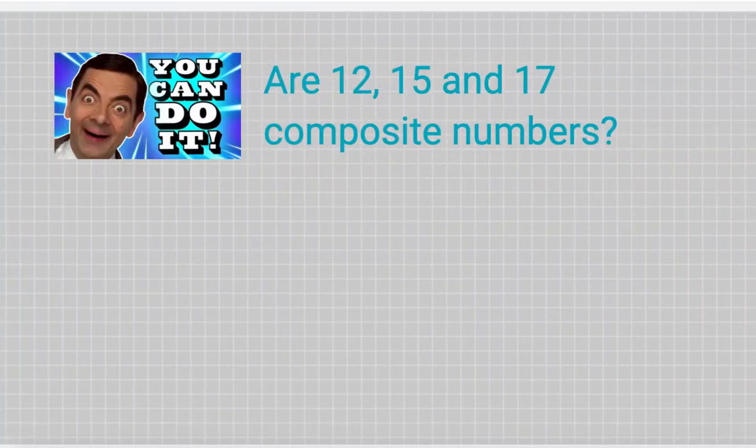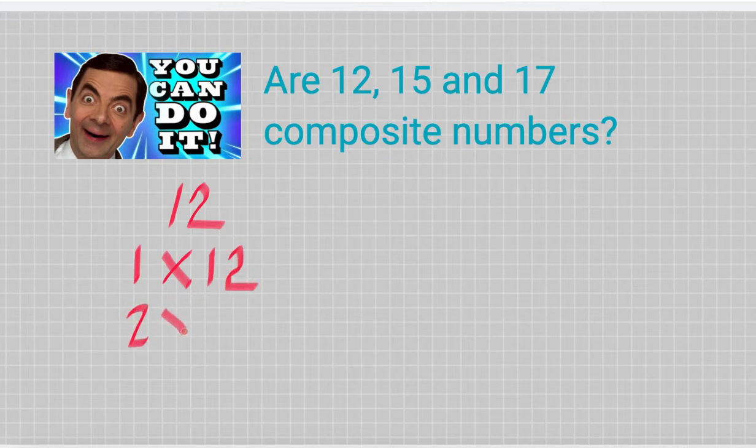Now let's try to move here and answer this question. Are 12, 15, and 17 composite numbers? Let's have number 12. Viewers and students out there, I need your help. Can we think of 2 numbers that when we multiply, the answer is 12? That's good. 1 times 12, of course, the very common: 1 and the number itself. We can also have 2 times 6. And the last pair would be 3 times 4.